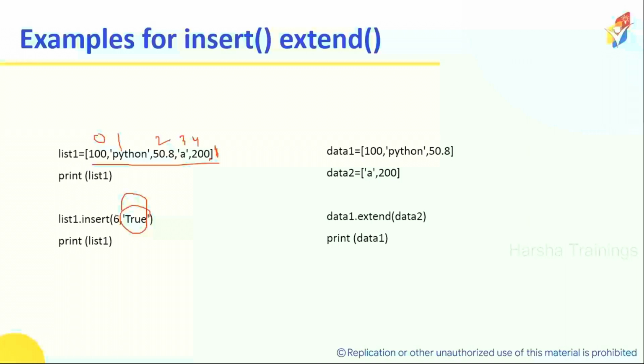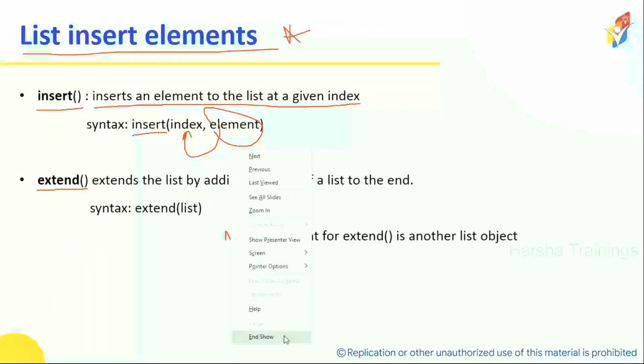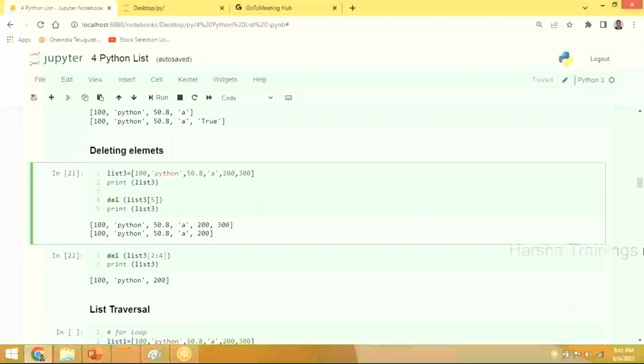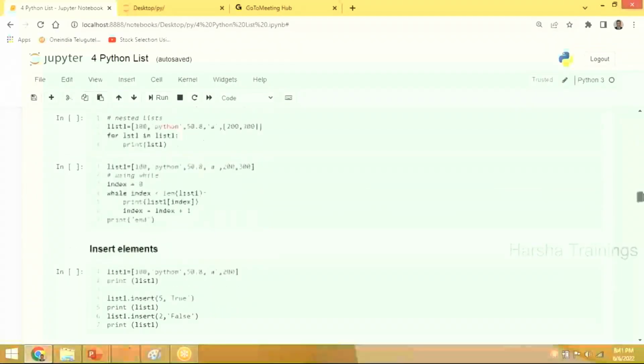Shall I make it 5 here? Here 5 is the index where I want to keep the element true. After 200, true will be added here. Now, this is what the insert function does. Then what will be the fifth element? Instead of theory, I'll go for more practical work. Then you will not have any questions, please.